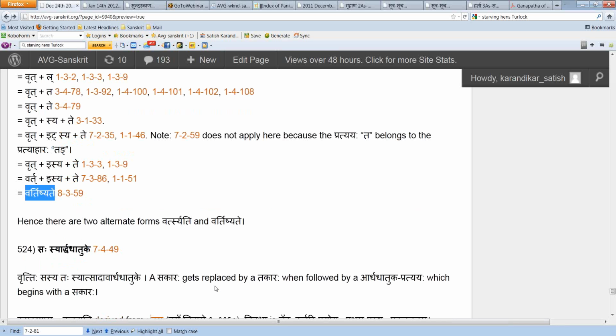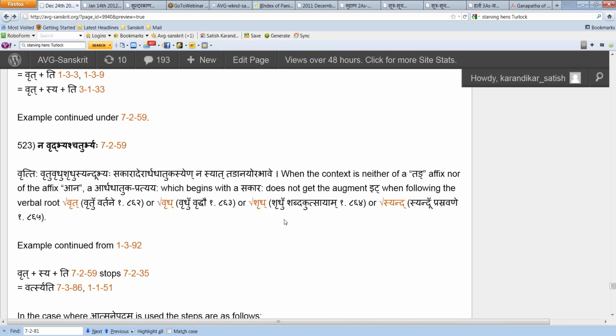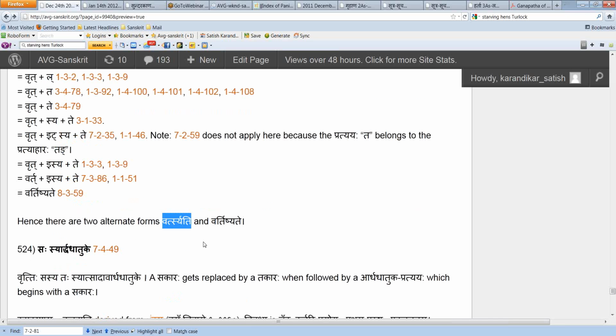Because 1.3.92 said that we can use atmanepadam optionally. So when we use parasmaipadam, then 7.2.59 came and blocked the idagama, because vrit is one of those four dhatus for which we don't allow any idagama when atmanepadam is not there and the pratyaya following is sakaradi ardhadhatukam. So that is why 1.3.92 along with 7.2.59 gave us the form vartsyati. And then in the atmanepada paksha, 7.2.59 does not apply, vartishyate.